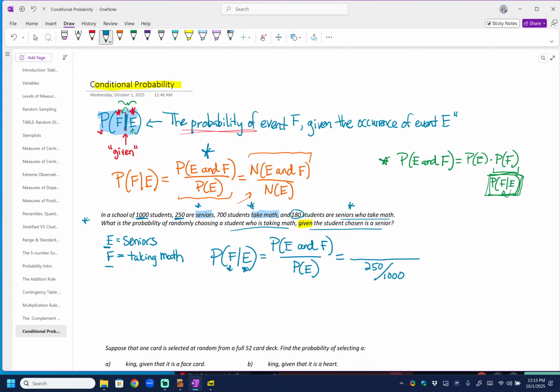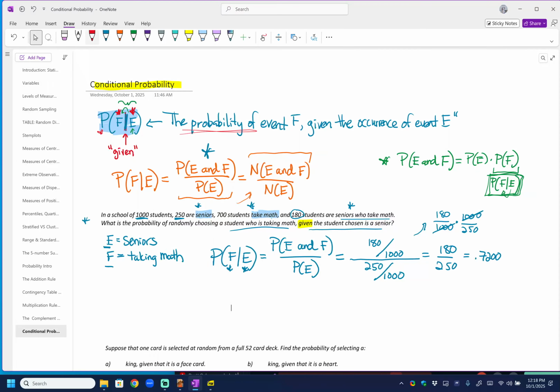Now, from basic math concepts of fractions, remember that if you divide by a fraction, you multiply by its reciprocal. So if you were to do that, you would end up with this as your result, and these would cancel, and you would end up with 180 over 250, which, by the way, is exactly 0.72 as your probability.